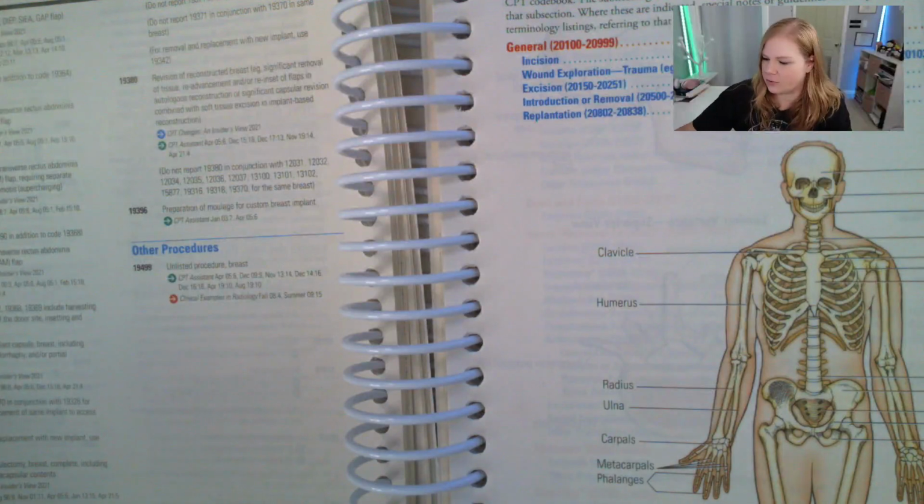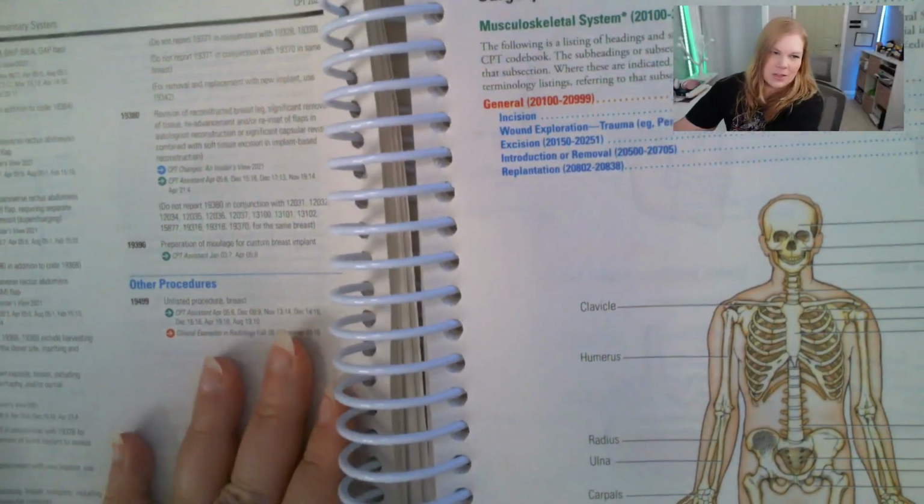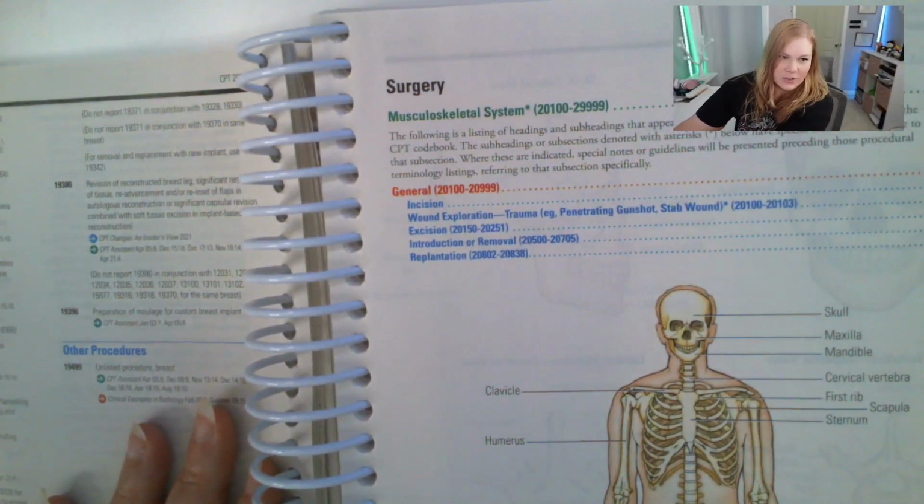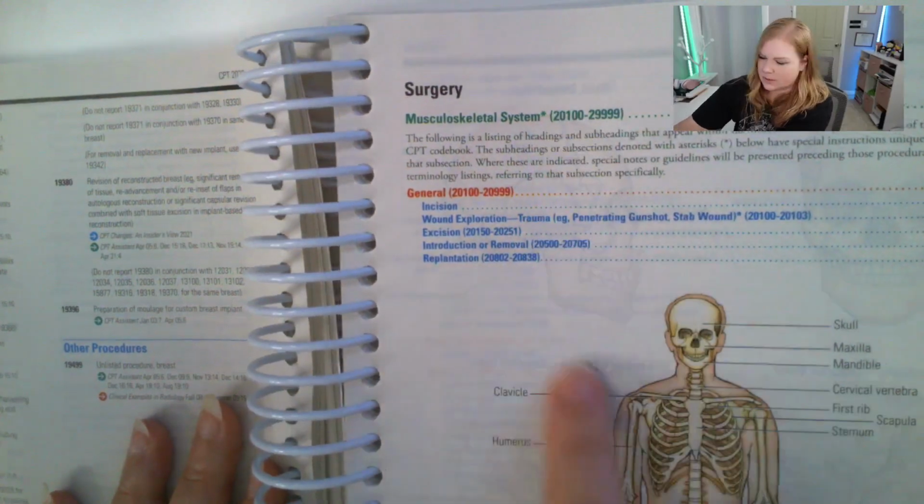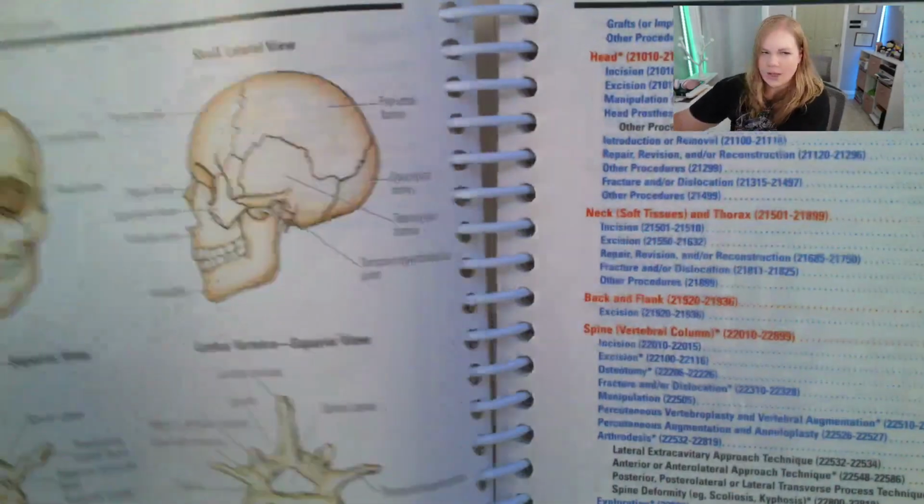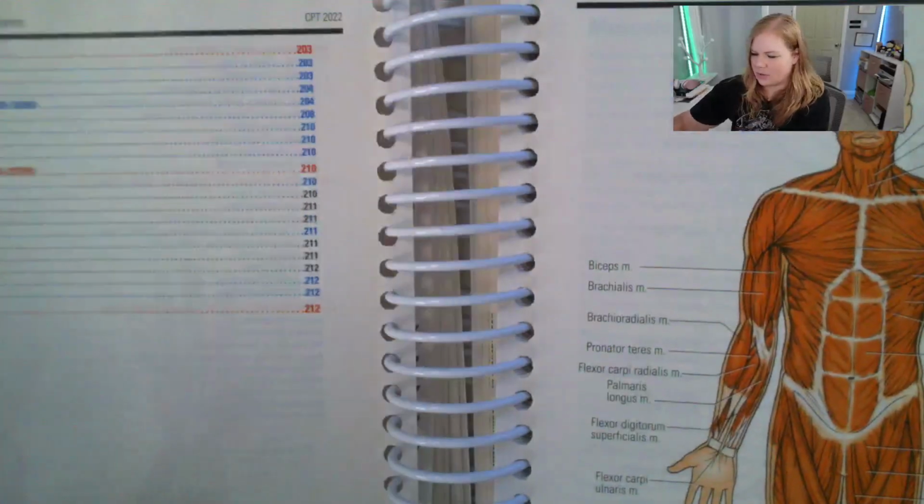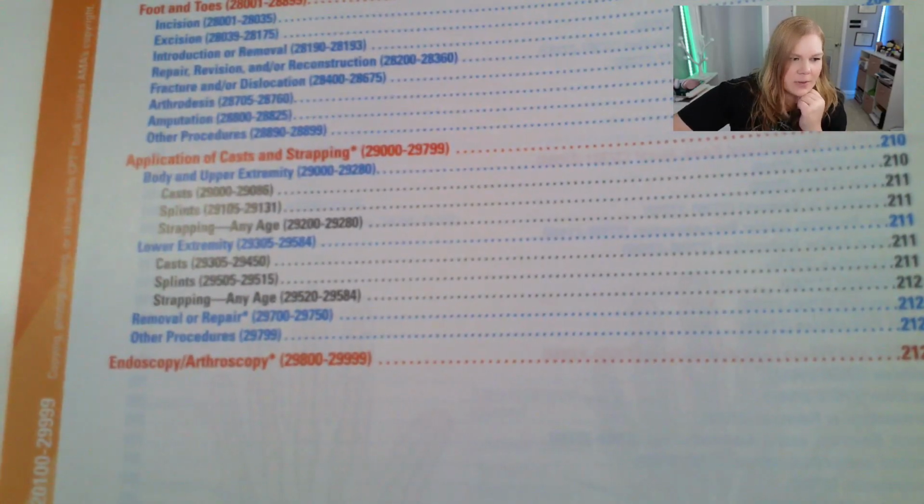Now, I know some coders, especially if you're just learning or you're fairly new to coding, will look in the index for the different codes, but when you become more experienced, you'll likely do what I do, which is go to that section of the surgeries. So here's our musculoskeletal system, and we're not actually going to knee. You might think we're going to knee, but we're not. We're going to go at the very end here, where they have their endoscopy, arthroscopies.